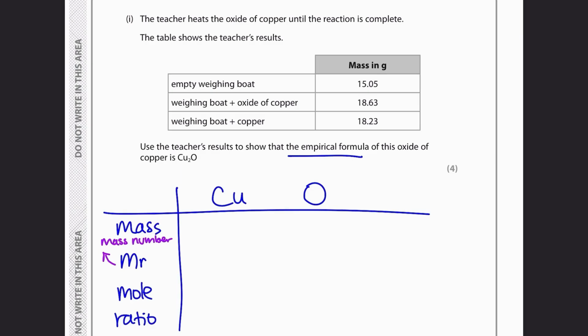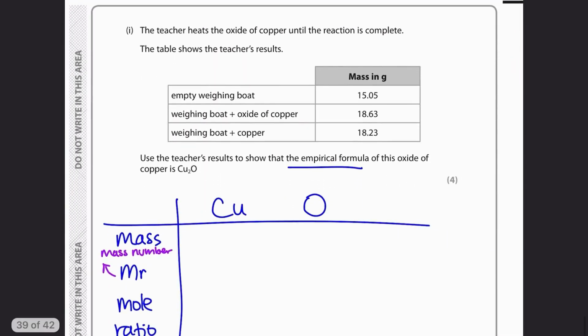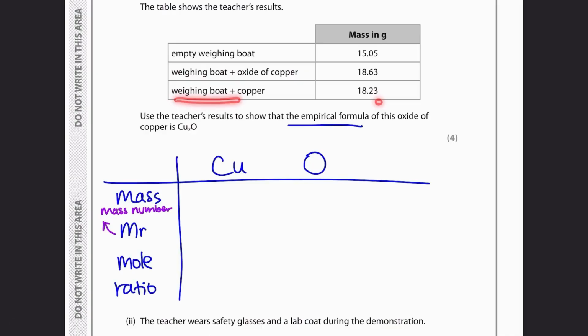So copper has a mass of, they didn't make it straightforward for you, the weighing boat plus the copper, so the boat required to carry it right here, this one here, that weighing boat plus the copper is 18.23, but without the copper, the boat itself is 15.05, and therefore the copper will be 18.23 minus 15.05. 18.23 minus 15.05, and that will be 3.18. Understand? Right? 3.18. So that is the mass of the copper.